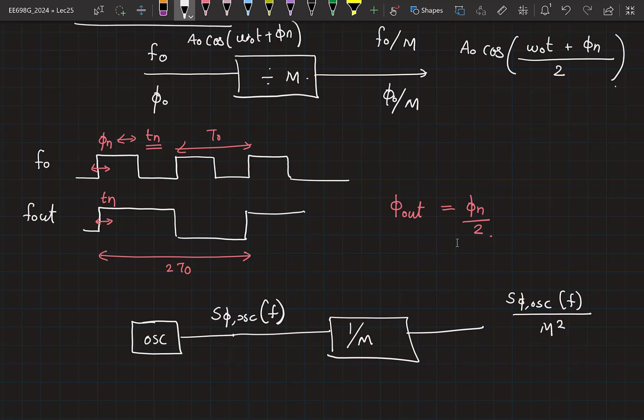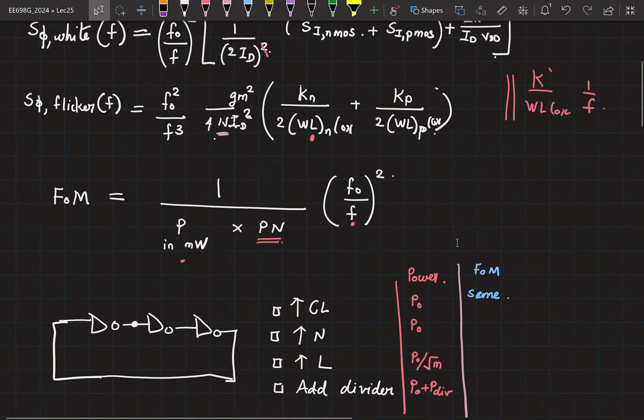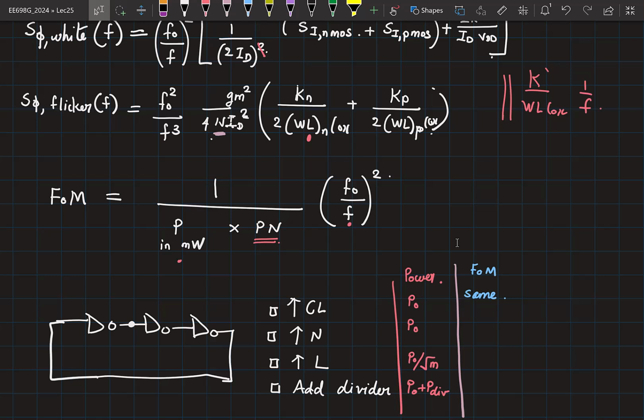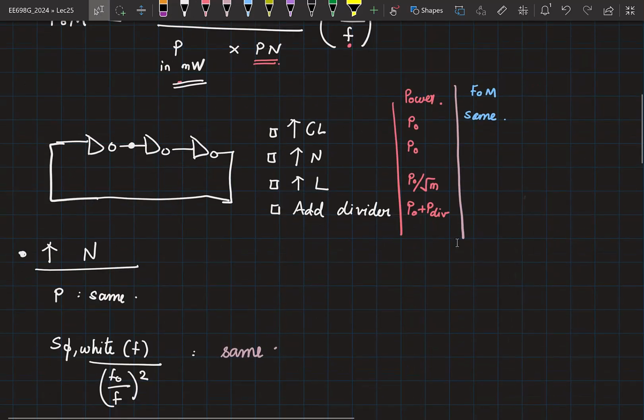Okay. Now let us go back and look at the FOM expression. For now, we will assume that the divider is ideal. It is not adding any phase noise of its own. It is not consuming any power. We'll assume a very ideal divider. I just want to see what happens to the FOM with these assumptions. Then we can extrapolate from there, which means the FOM at the output of the divider is what we are trying to calculate. Power remains the same. We are calculating only the oscillator power.